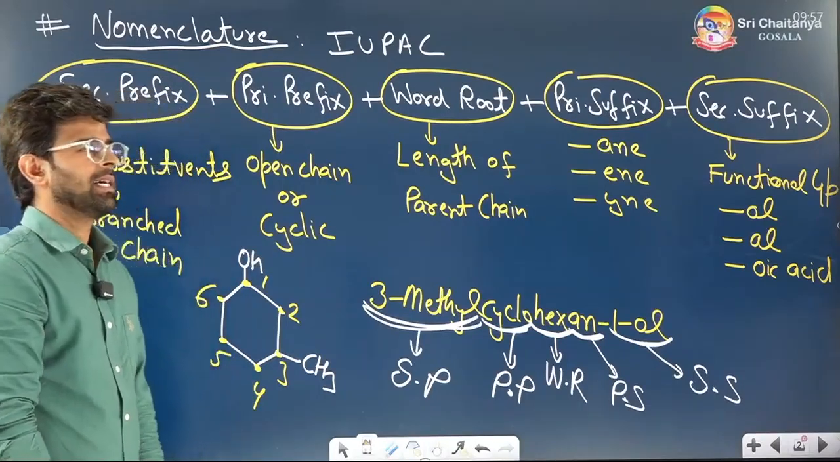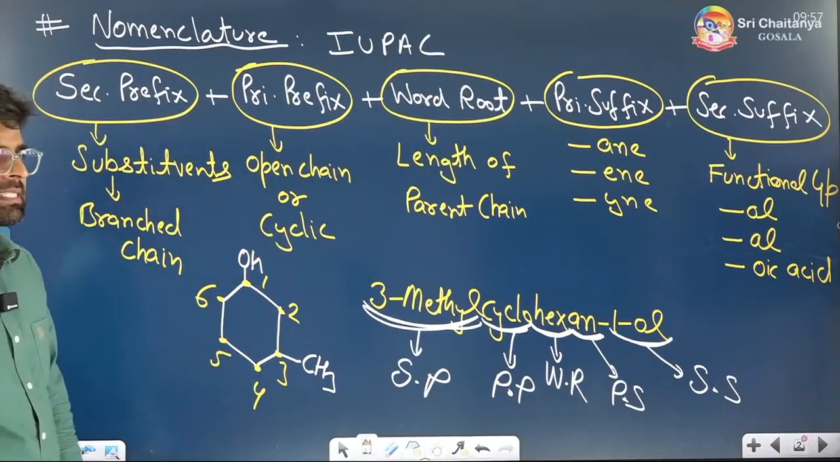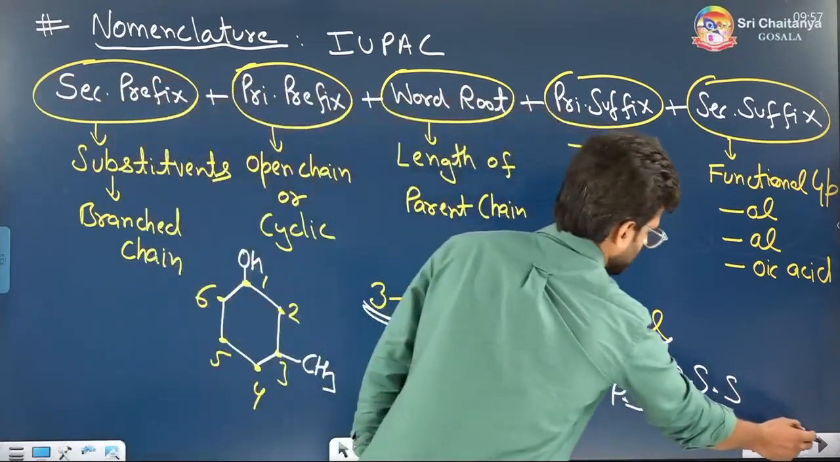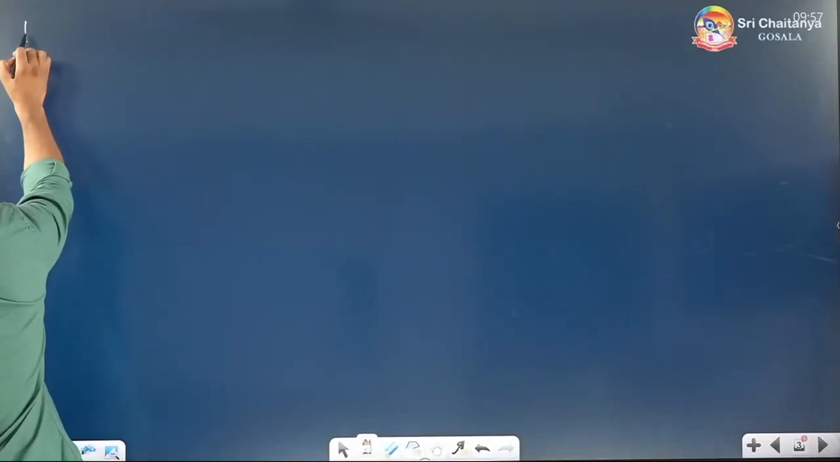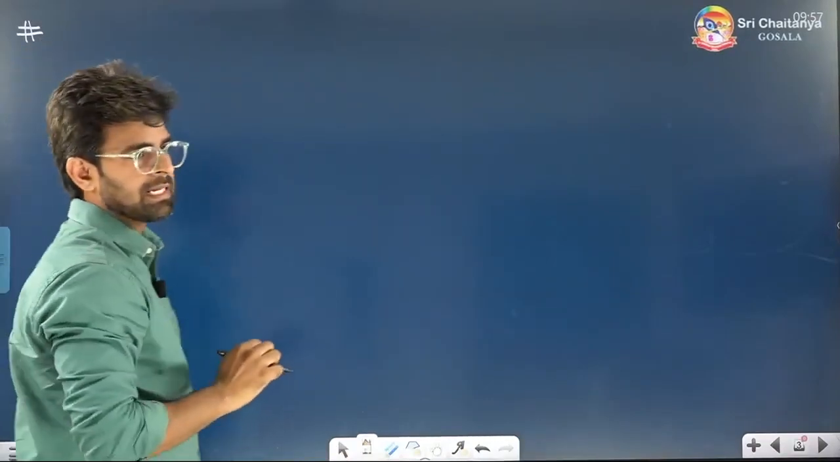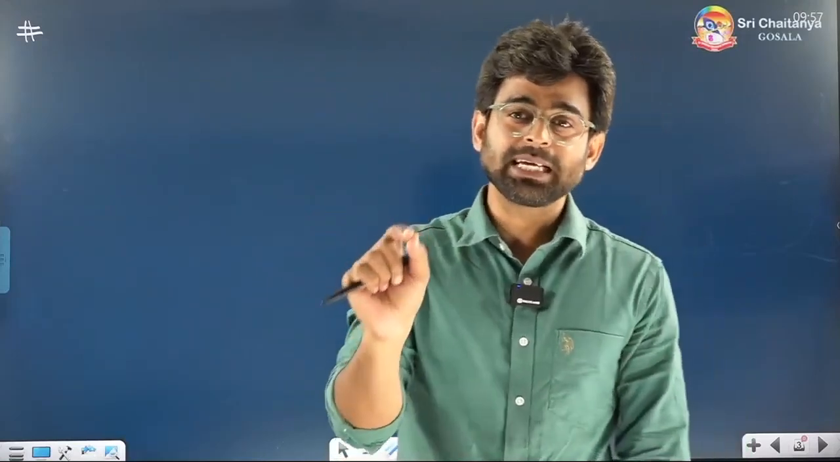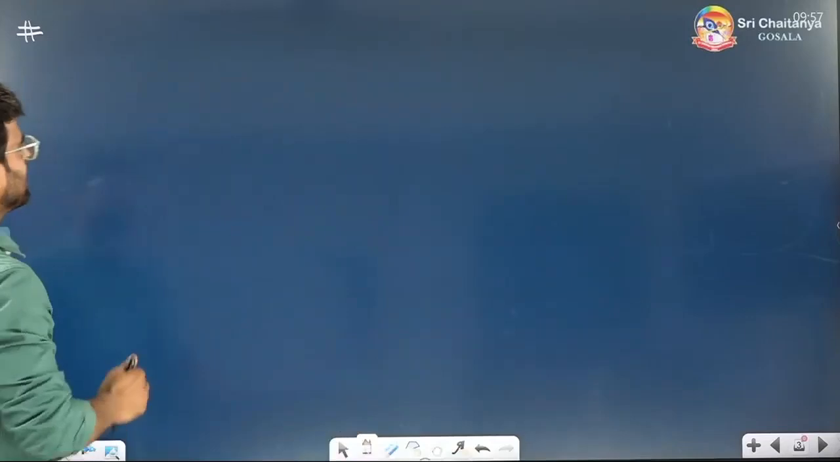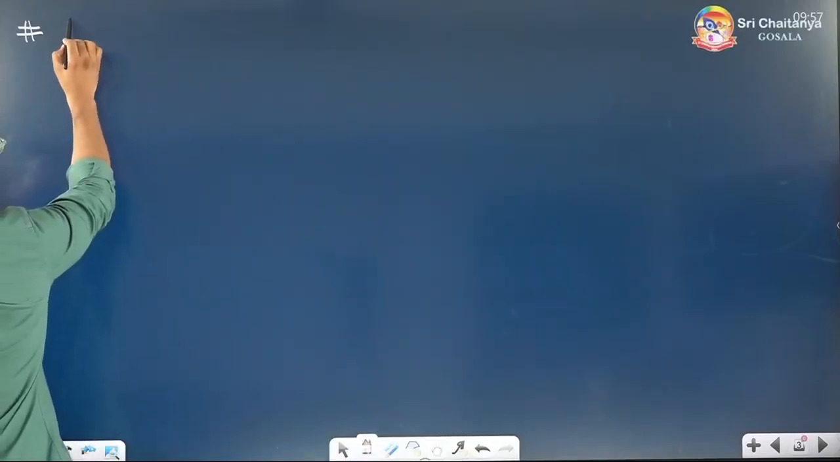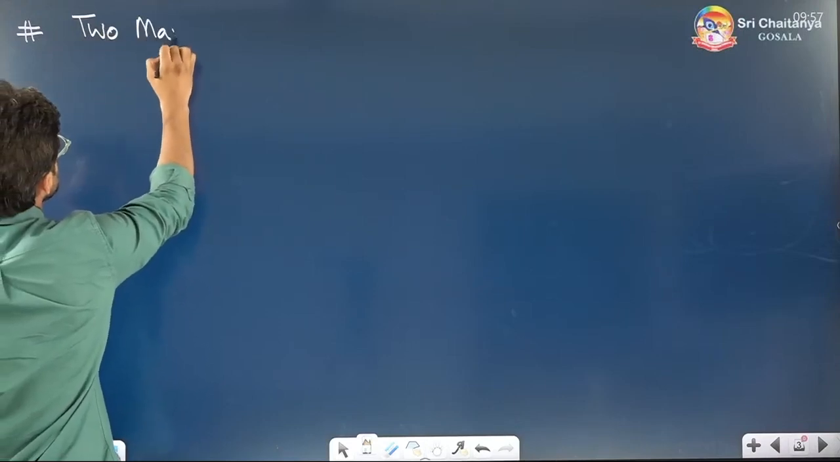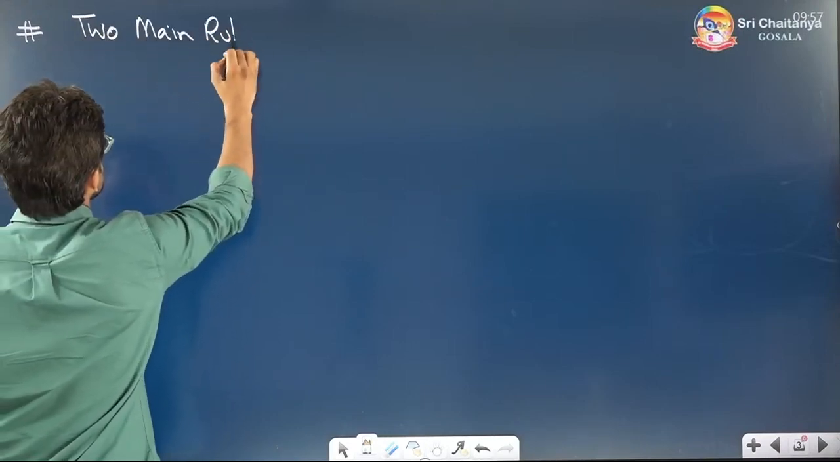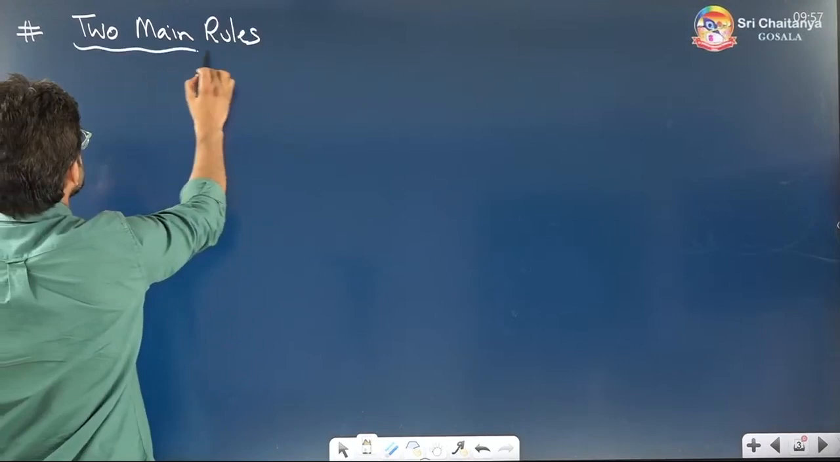I am going to the next page. We'll understand step by step. Before starting, there are two major rules which will decide all the nomenclature questions, so please understand this carefully. There are many rules in nomenclature, but these two are the major rules.